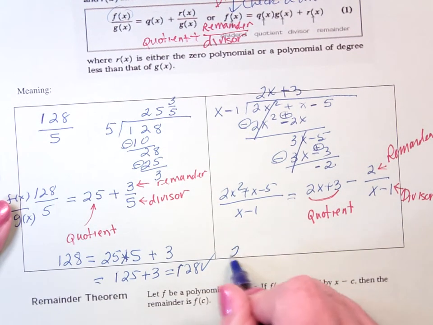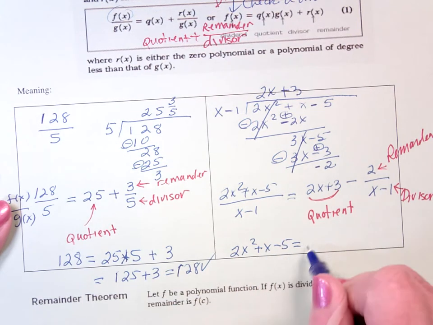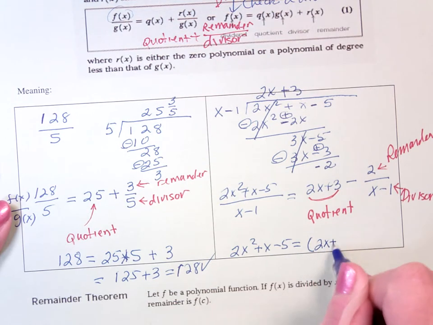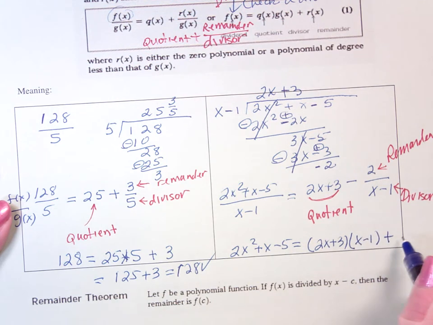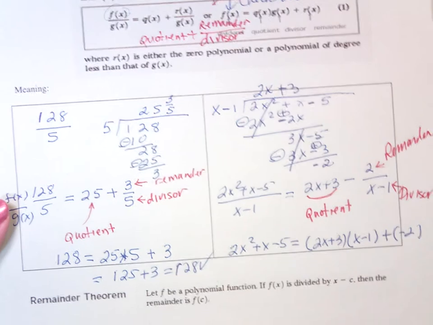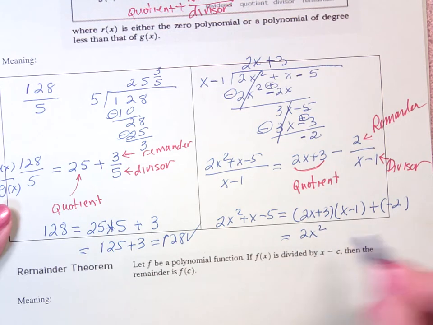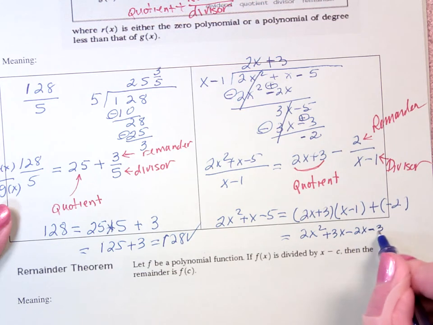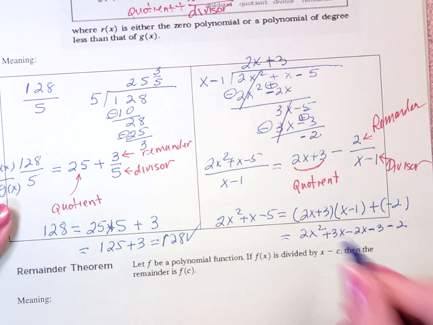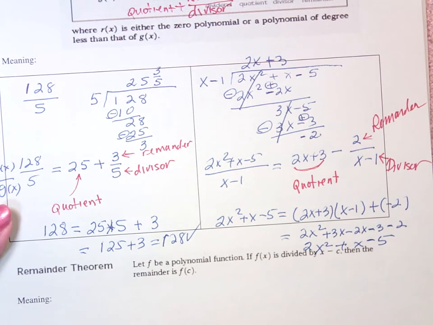This says that 2x squared plus x minus 5 should be equal to the quotient, 2x plus 3, times the divisor, x minus 1, plus the remainder, which is negative 2. So this is 2x squared plus 3x minus 2x minus 3 minus 2, which is 2x squared plus x minus 5. It checks.